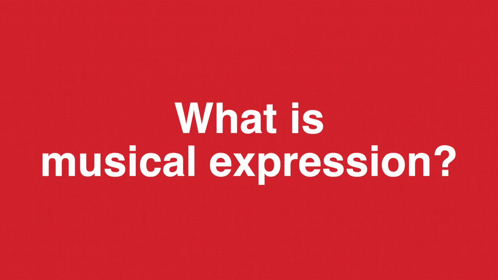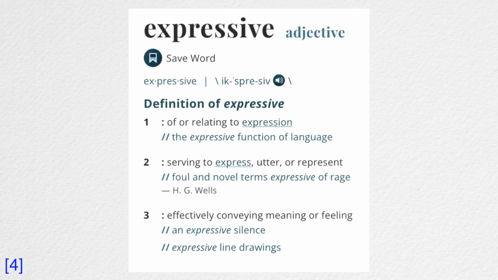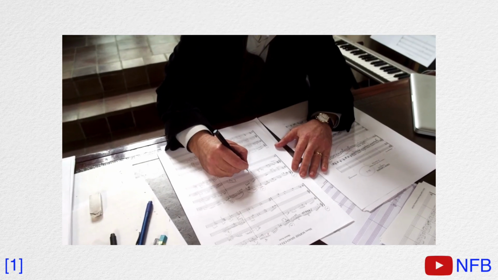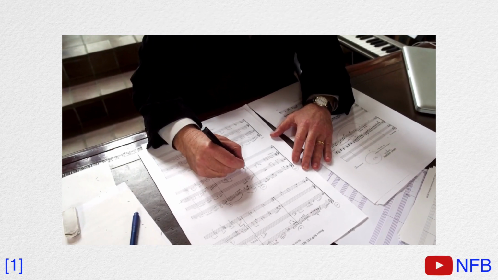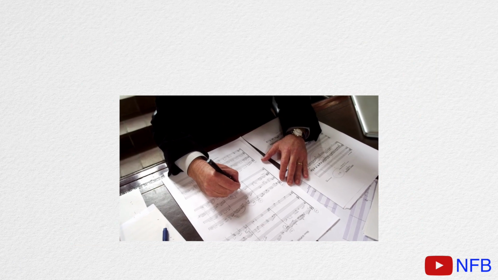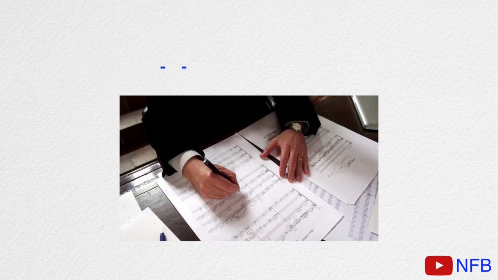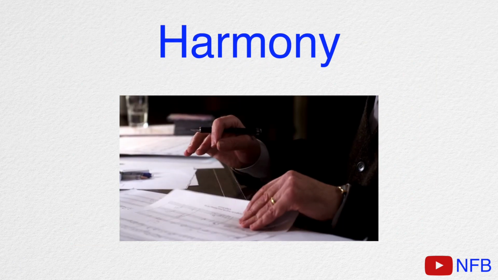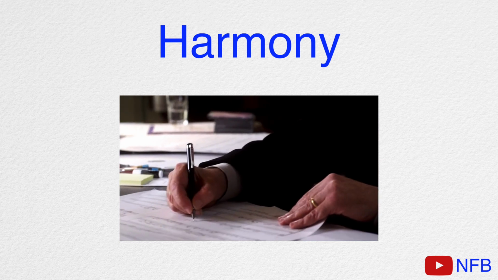What is musical expression? To be expressive is to effectively convey meaning or feeling. Musical composers can convey through the act of organizing sound elements. For example, expression in composition can be accomplished through harmonic choices. We have an understood historical and cultural context to draw from.